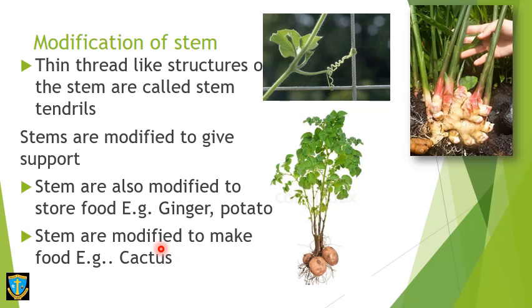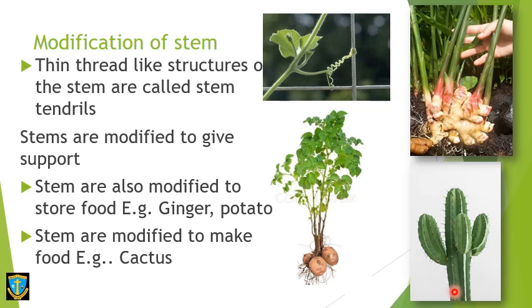Stems may also be modified to make food. For example, cactus. The green part which you see in the cactus is actually the stem. Now the stem here of the cactus is green in color and helps to prepare food because no leaves are present. In case of other plants, the leaves help to prepare food for the plant.